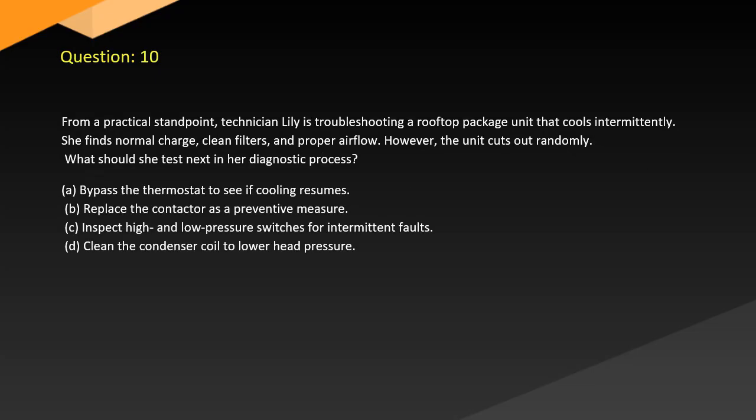Question 10. From a practical standpoint, technician Lily is troubleshooting a rooftop package unit that cools intermittently. She finds normal charge, clean filters, and proper airflow. However, the unit cuts out randomly. What should she test next in a diagnostic process? A. Bypass the thermostat to see if cooling resumes. B. Replace the contactor as a preventive measure. C. Inspect high and low pressure switches for intermittent faults. D. Clean the condenser coil to lower head pressure.